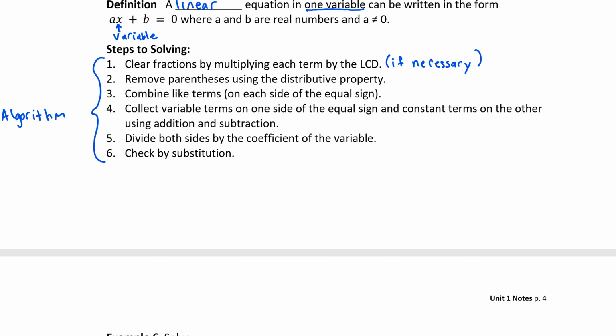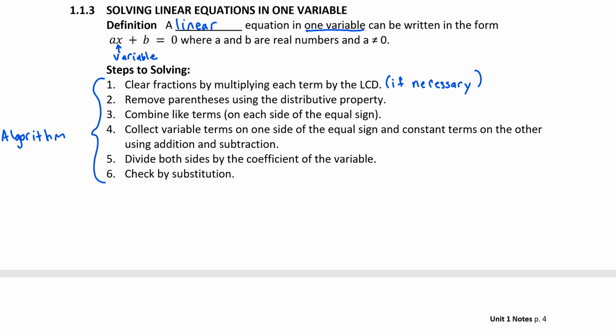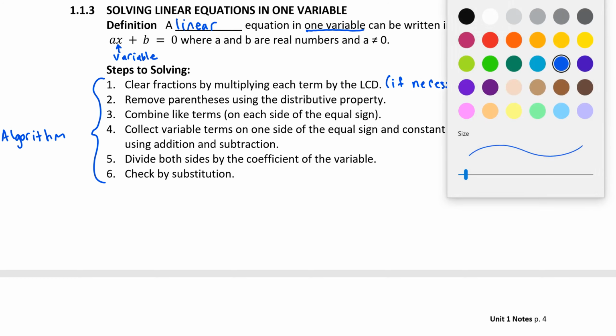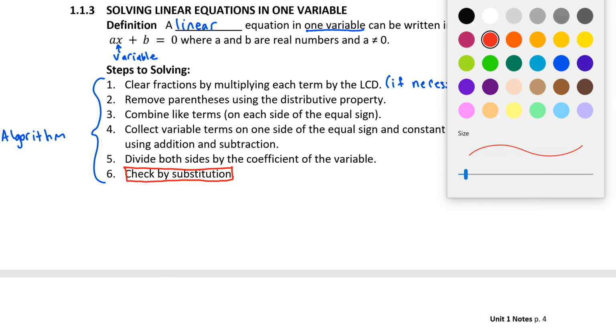Number 2, remove parentheses using the distributive property. Number 3, combine like terms on each side. Number 4, we're going to start separating variables on one side and constants on the other. 5, divide both sides by the coefficient of the variable. And finally, check by substitution. This is a really important step, and you can use your calculator to assist in that.